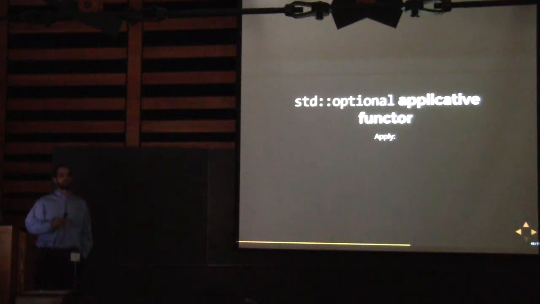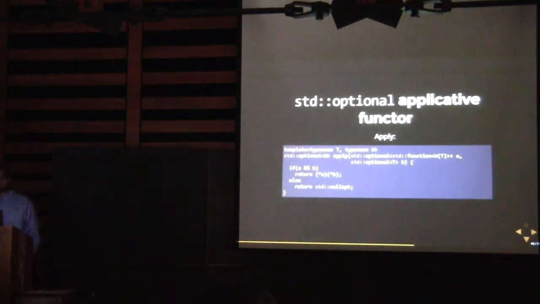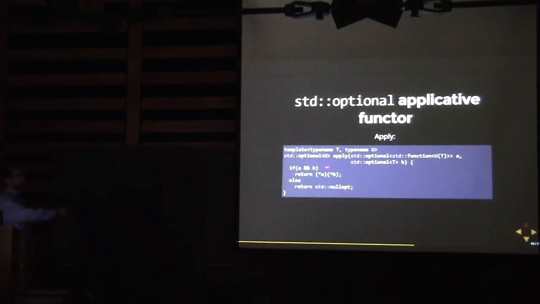What if the value is null? It doesn't do anything? Yes. So they both need to actually have a value. And then if they both have a value, you apply the function to the value. And I'm doing an implicit conversion here, but this will wrap it into an optional. Otherwise, if one of them is null, then you get a null optional.